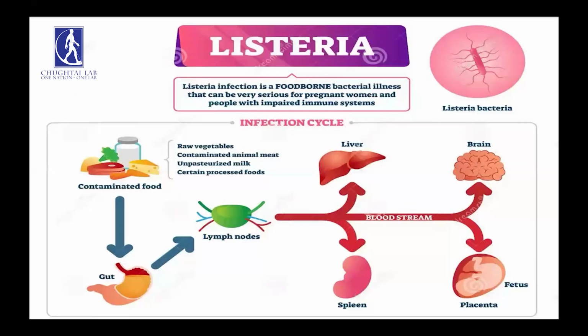gut mucosa via internalins, and there it enters enterocytes and M cells of Peyer's patches. Then the seeding towards the lymph nodes occurs. From the lymph nodes, it can evade the local immune response in immunocompromised or pregnant patients, and bacteremia occurs. From bacteremia, dissemination towards the organs can occur.